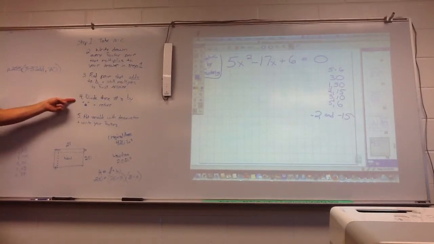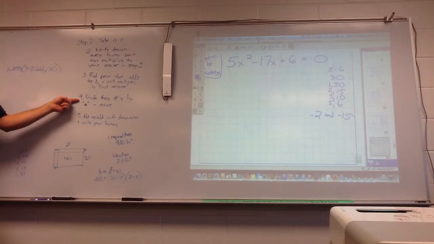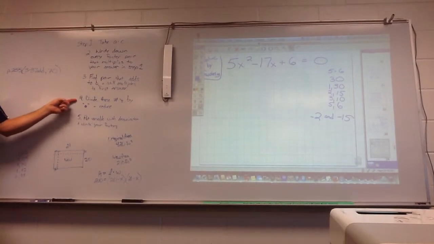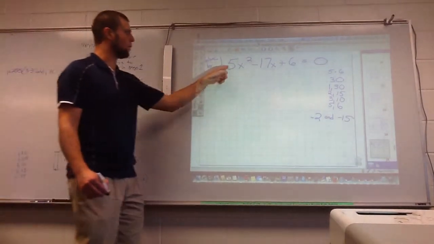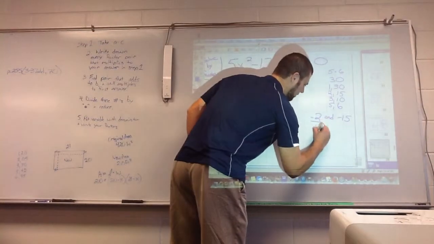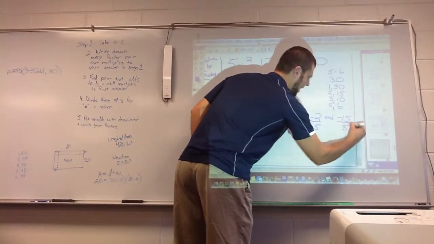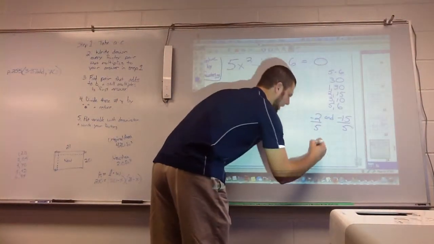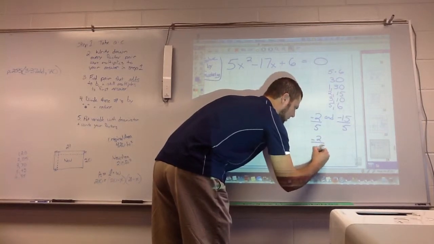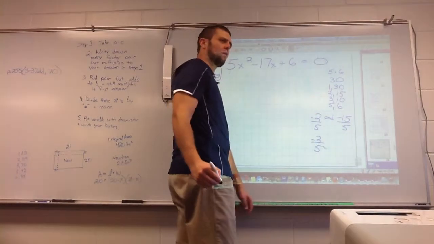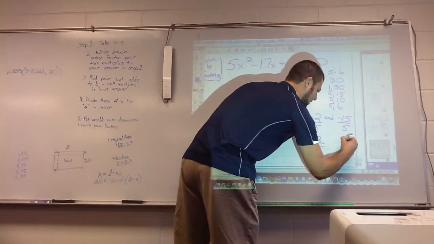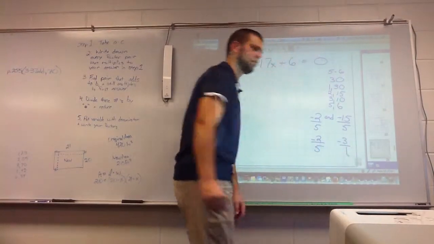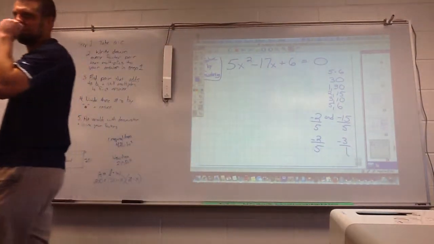Divide both of those numbers by the a value and reduce the fraction. So I'm going to put them both over a 5. Negative 2 over 5 does not reduce. Negative 15 over 5 would reduce to a negative 3 over a 1. I'm going to put it over a 1 for a reason. I'll show you why in a second.